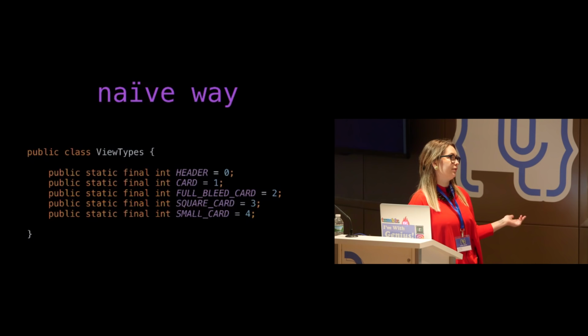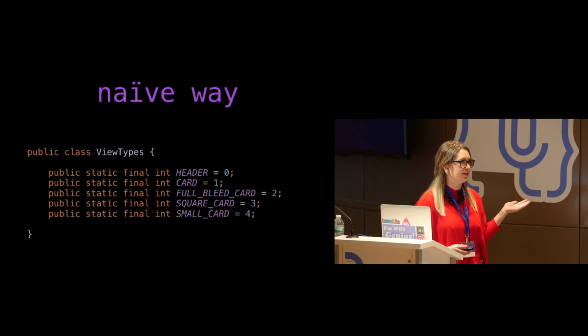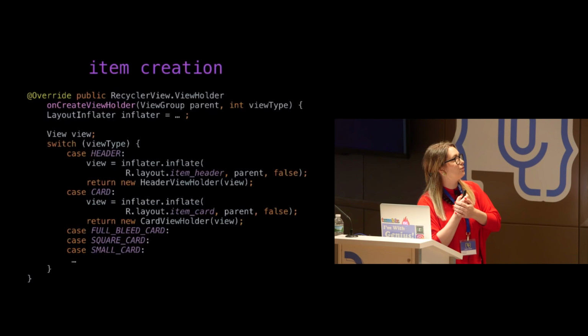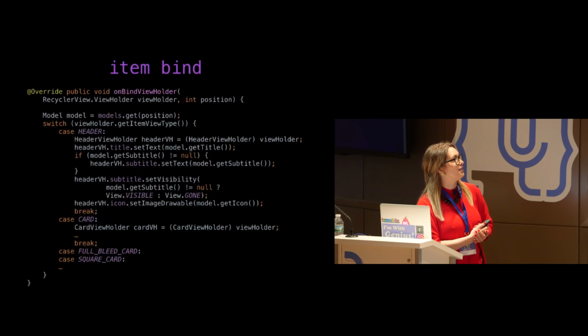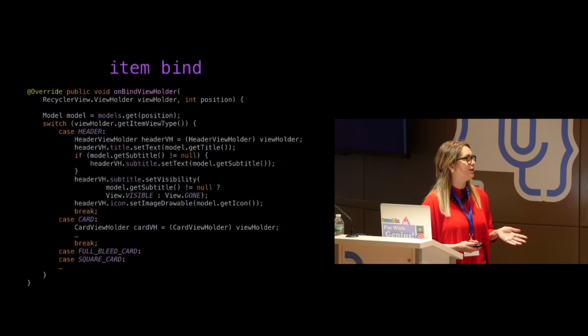So starting with list views, a lot of us were used to making view types by writing them out in a list like this, with this monotonically increasing integer, and at the end, a number saying how many of them we have. And this leads to adapters, which look something like this, where you have long switch statements inflating various layouts. And then it leads to adapters, which have bind methods like this, with switch statements, with lots and lots of logic. I could only fit one simple one on this slide. And pretty soon, this will be your adapter.